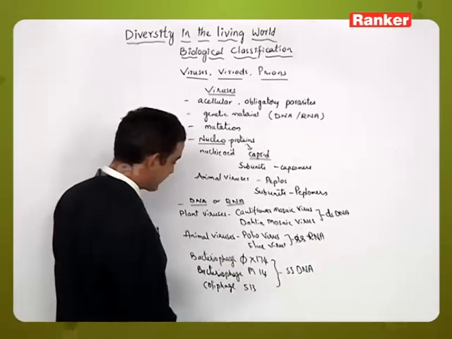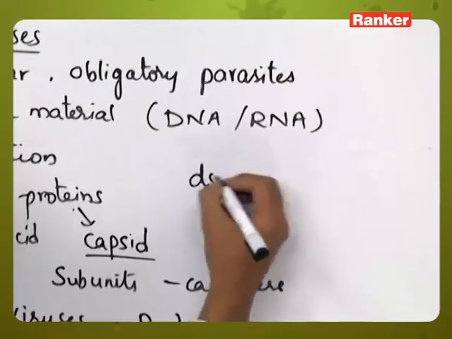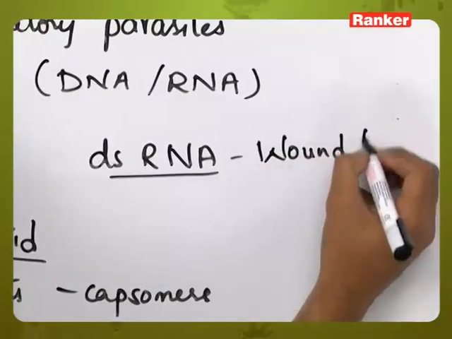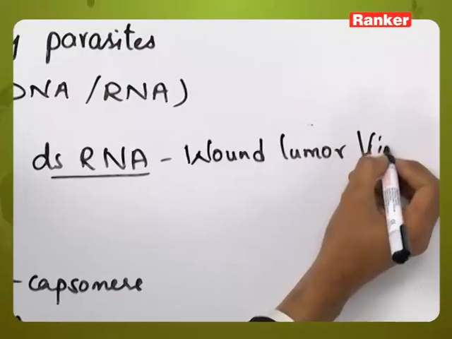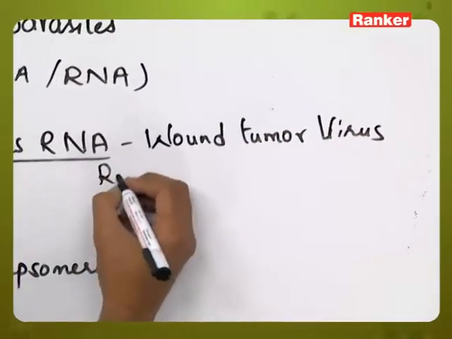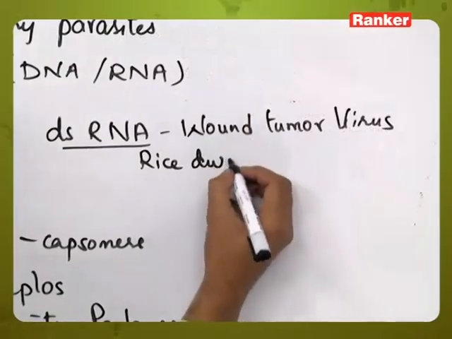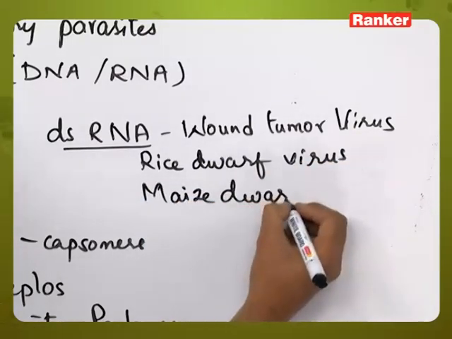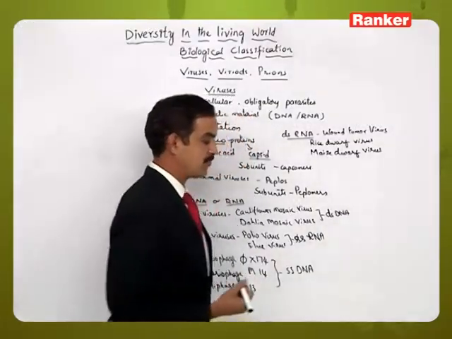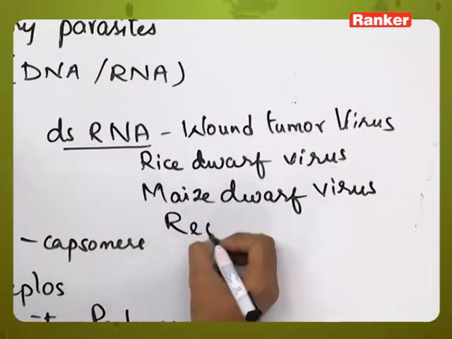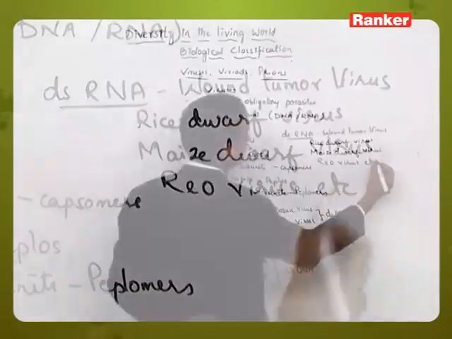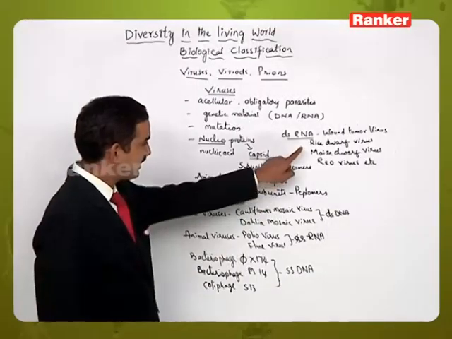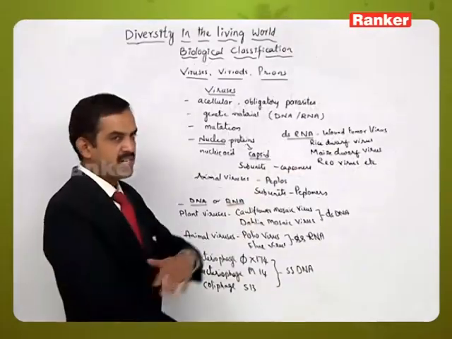In the same way, there are some examples where double-stranded RNA is present as genetic material, like wound tumor virus, rice dwarf virus and maize dwarf virus. Another is the reovirus. So these are exceptional cases where, instead of double-stranded DNA, single-stranded DNA is present, and instead of single-stranded RNA, double-stranded RNA is present.